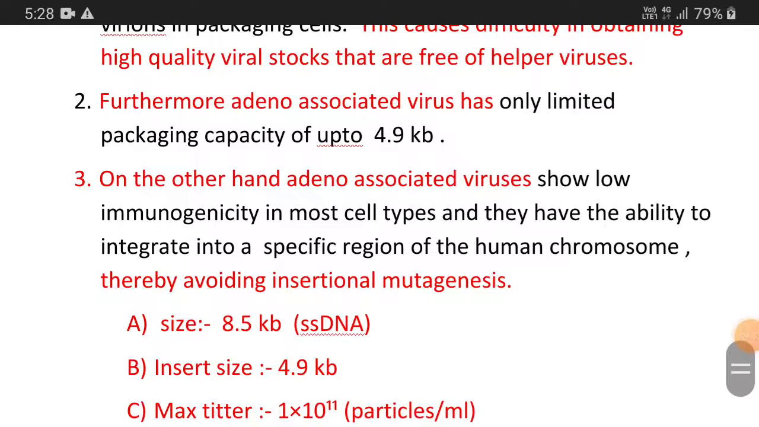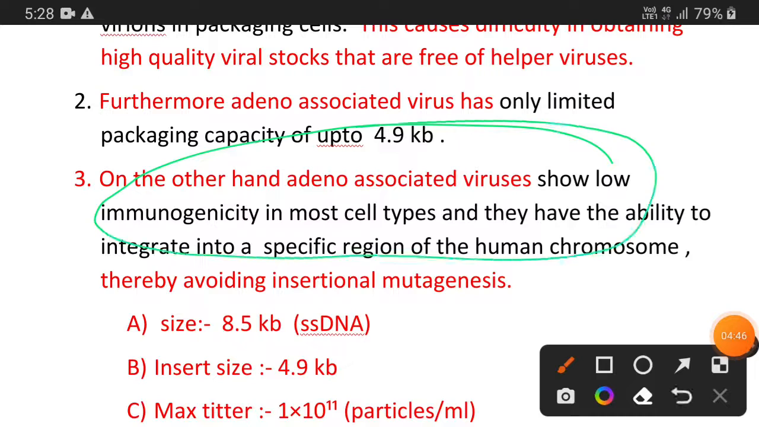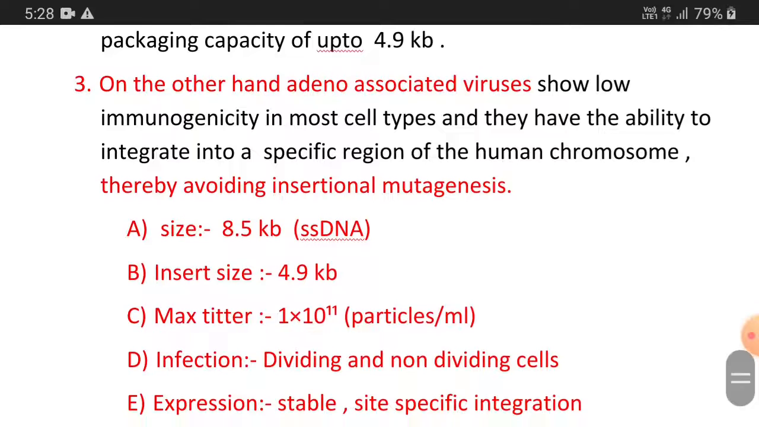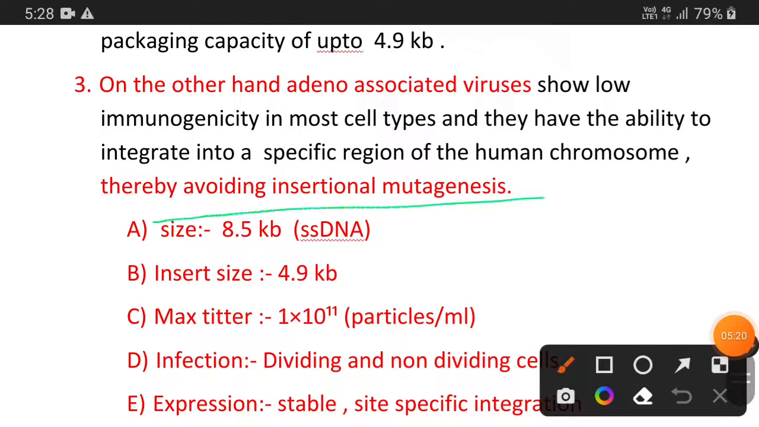On the other hand, adeno-associated virus has the ability to elicit only a very weak viral immune response. That means it shows very low immunogenicity in many cell types. That means we do not have to bother about toxicity, right? Because here the cell will not consider the adeno-associated virus a foreign invader. Okay, so that is good news. Along with another piece of good news: it bypasses the possibility of insertional mutagenesis.